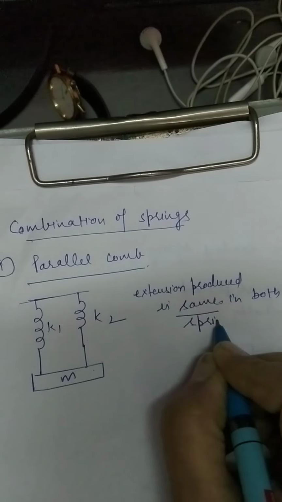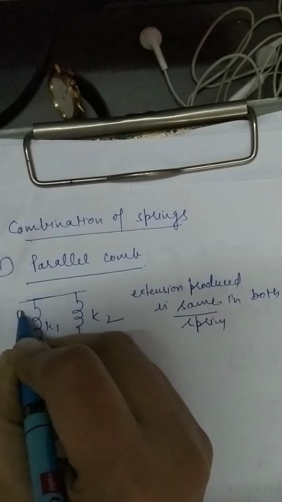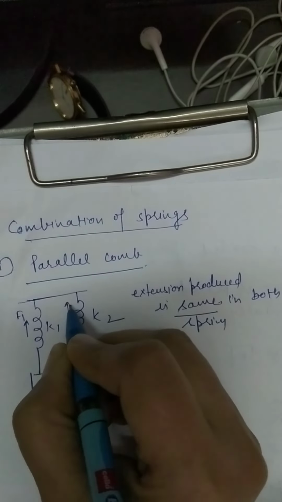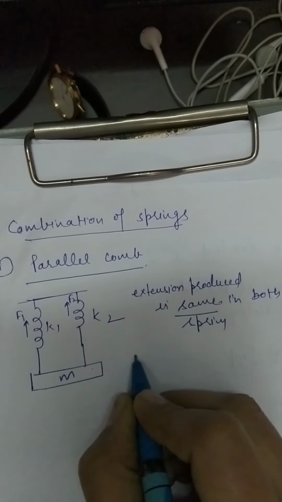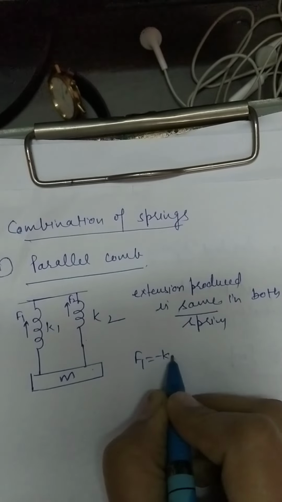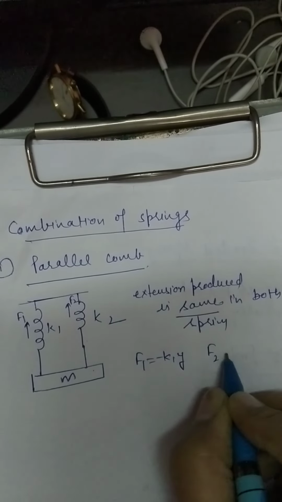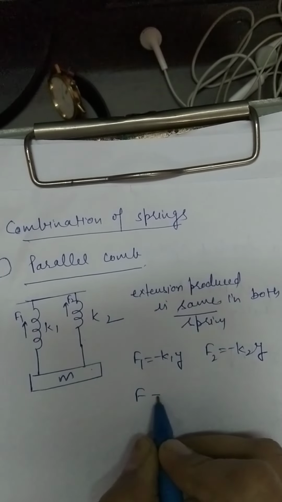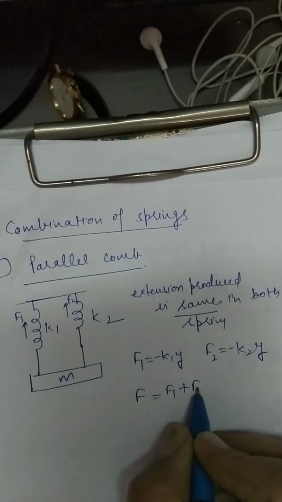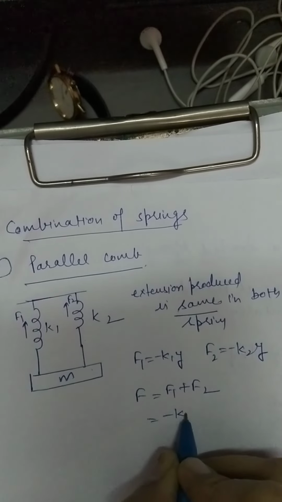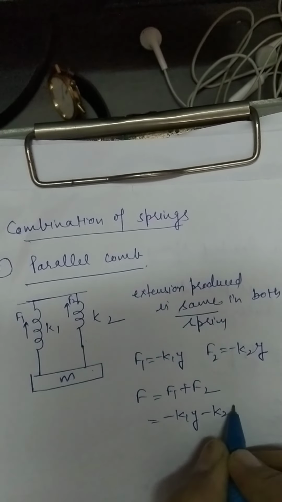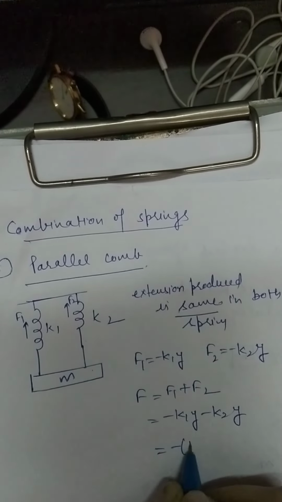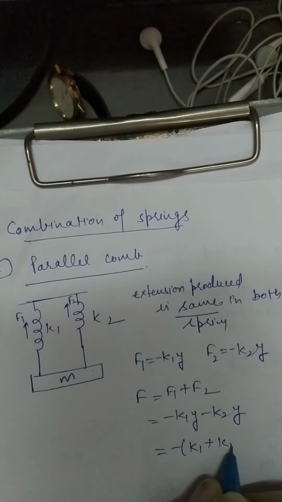So now here F1 is the restoring force, F2 is the restoring force toward the fixed end. So F1 is equal to minus K1 into Y, F2 is equal to minus K2 into Y. Now what is the total restoring force? F1 plus F2, which is minus K1 into Y minus K2 into Y. It becomes minus (K1 plus K2) into Y.